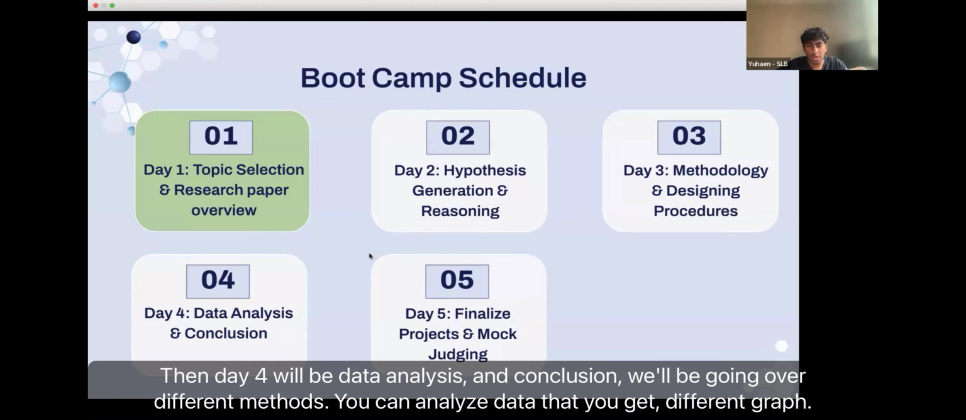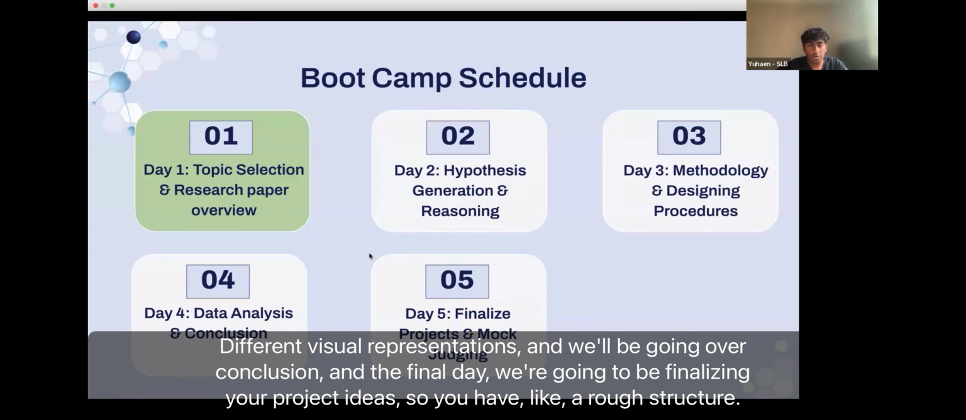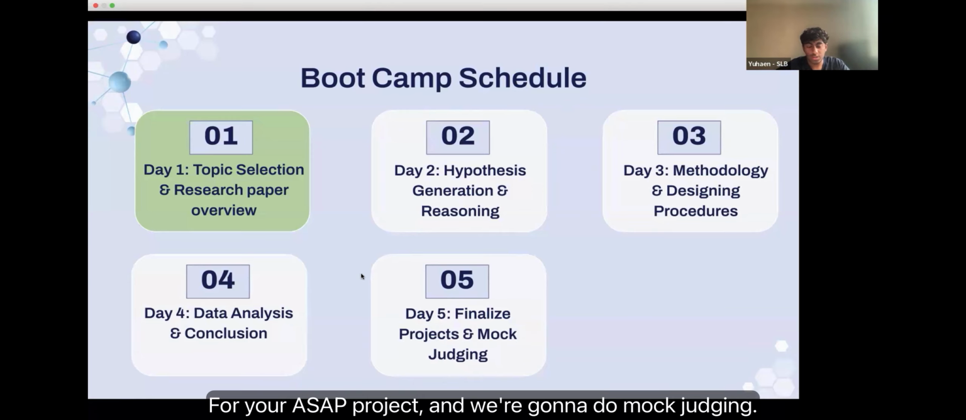Then day four will be data analysis and conclusion. We'll be going over different methods you can use to analyze the data that you get, different visual representations, and we'll be going over conclusion. And the final day, we're going to be finalizing your project ideas, so you have a rough structure for your ASEF project, and we're going to do mock judging, where you can test out and communicate your project to judges.